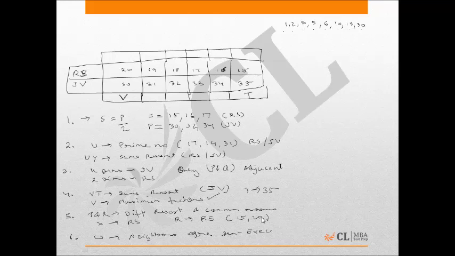Now we'll go to statement 1. The possible values for S are 15, 16 and 17. For P are 30, 32 and 34. The 30 value is ruled out as V is already staying here. So for S the 15 value will get ruled out. Now the possible values for P are either 32 or 34.